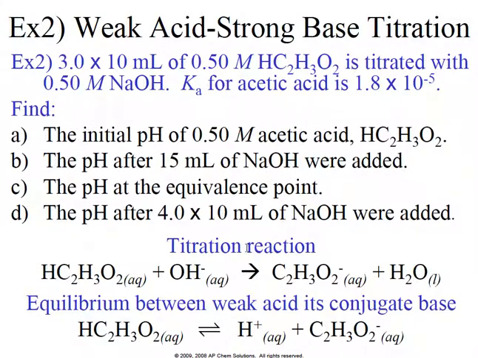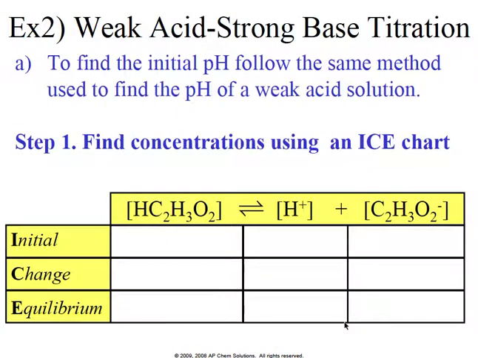So if we look at the titration reaction, we have acetic acid plus the OH. Notice acetic acid doesn't break apart, so we keep it together to make acetate plus water. Now, the equilibrium is between the weak acid and its conjugate base. Okay, so again, this is the second part to it, right? So this is the acid part that actually breaks apart. So to find the initial pH, following the simple method, we use this.